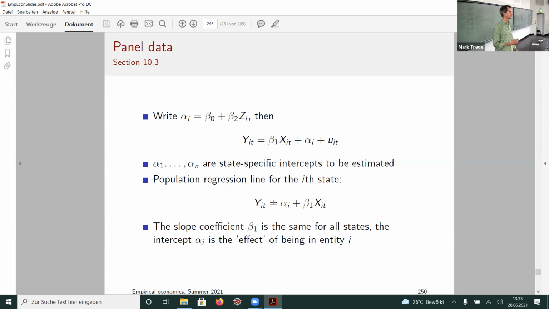So let's think about a different application. Let's assume that you're interested in the level of earnings of individuals. So let's say Y_it is the earnings of individual i in period t. And you would like to explain the earnings by, for instance, the education. So X_it would be the number of years of education. Then of course the education has an impact on the earnings. The better educated you are, the more you're going to earn on average. Not everybody, of course, but on average, that's the case.